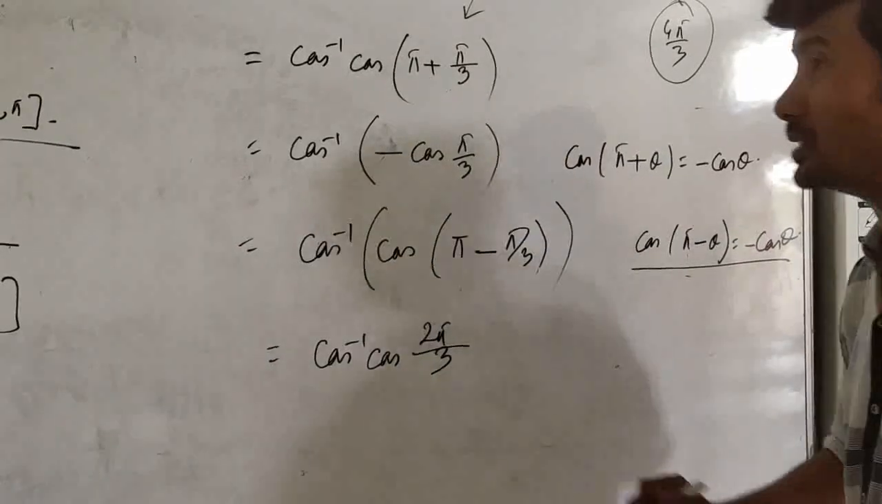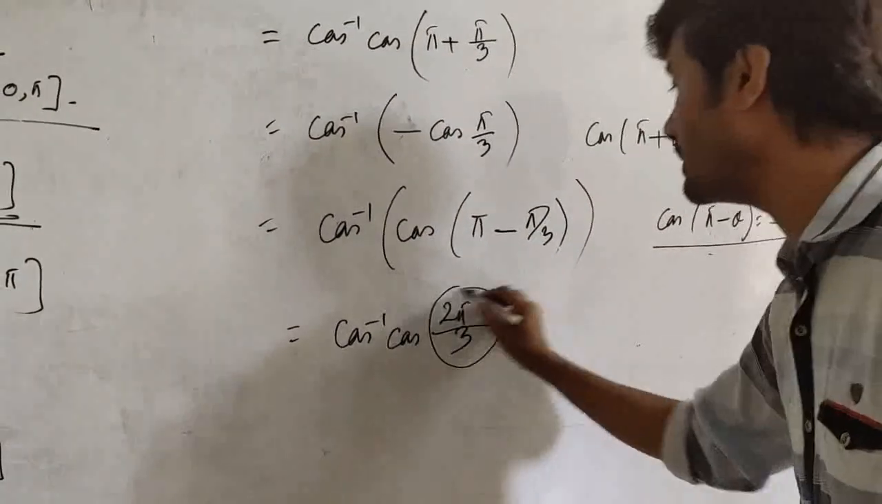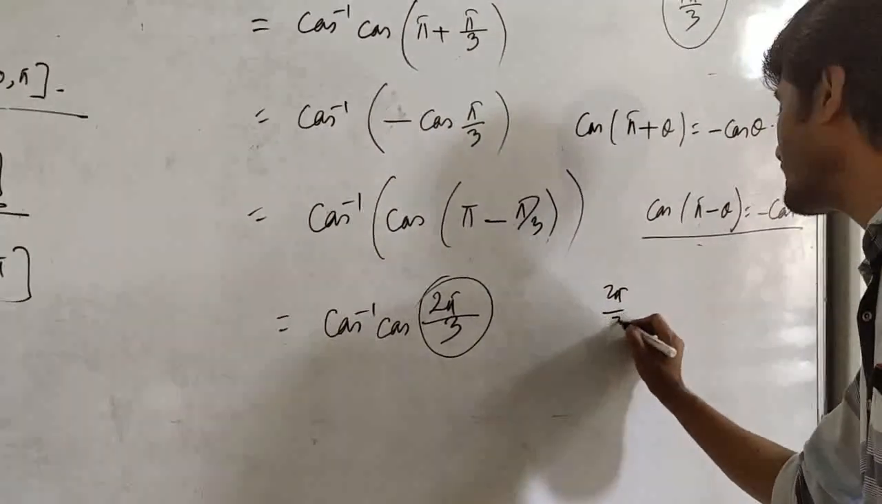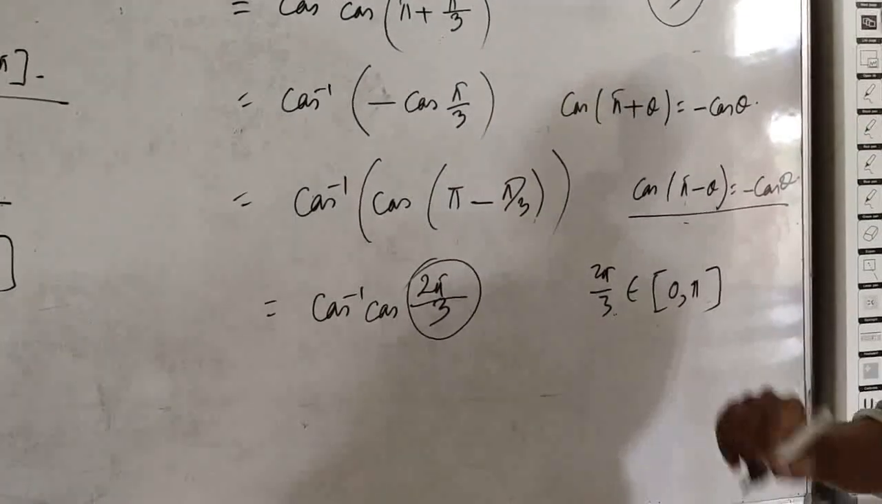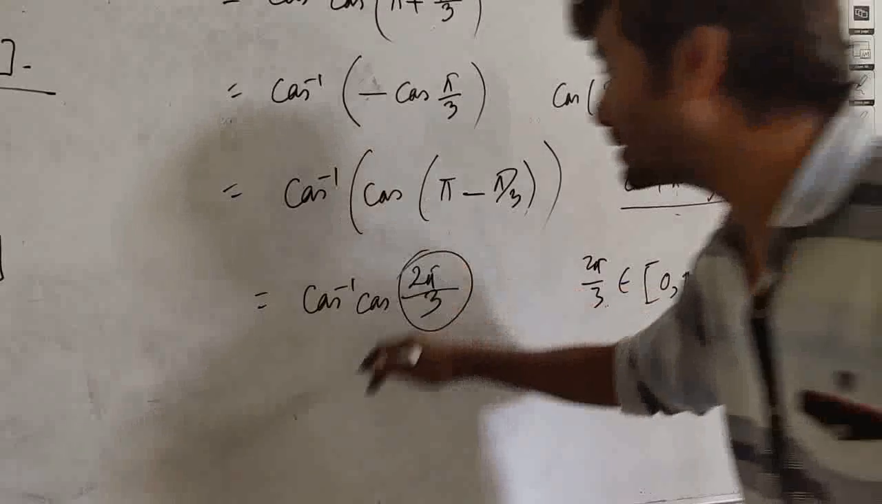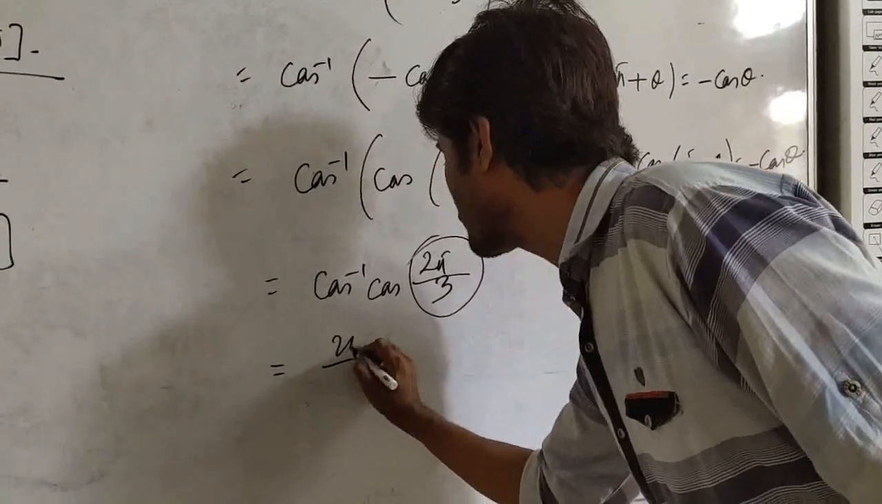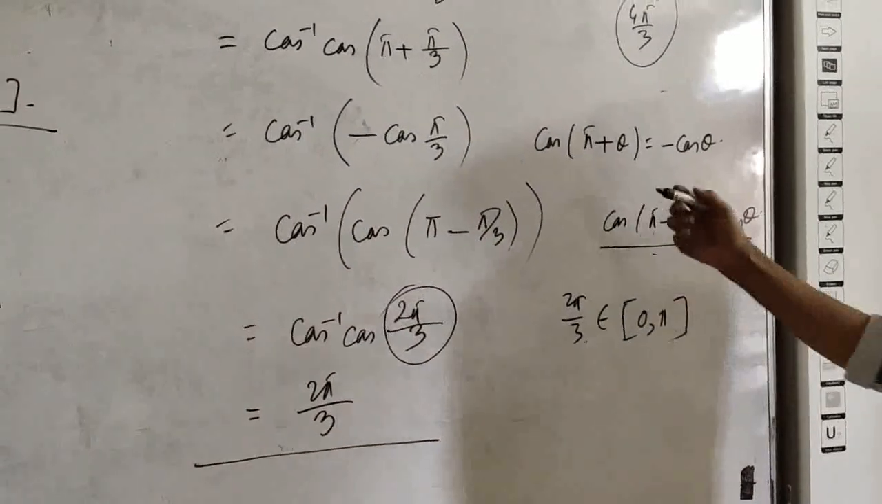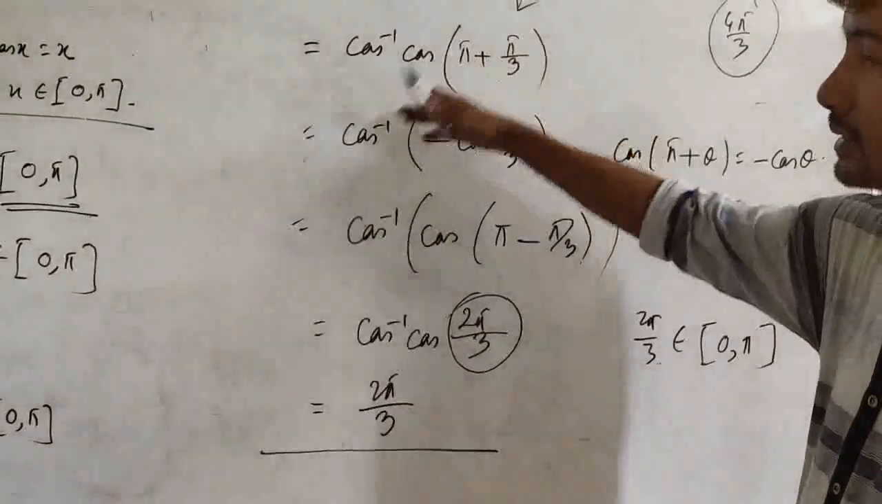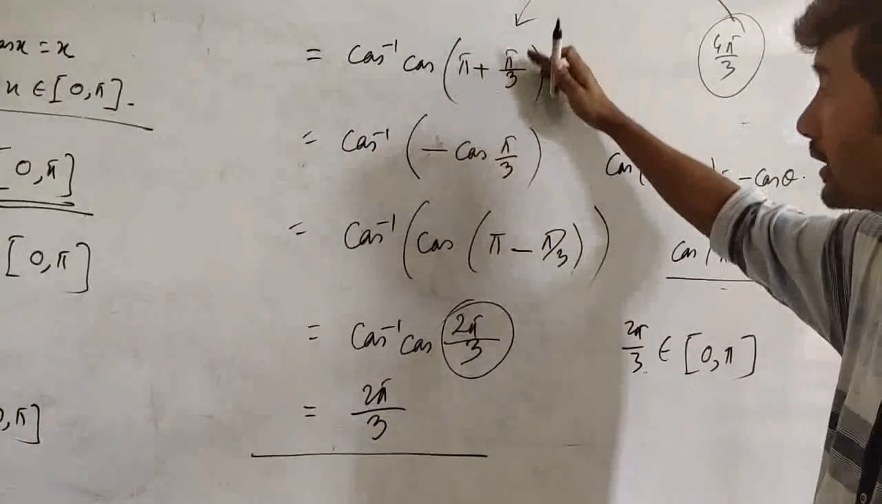Now we can notice that this 2 pi by 3 belongs to our closed interval 0 to pi, so the value here will be equal to 2 pi by 3. Once again you look at this simplification part, what we have done here.